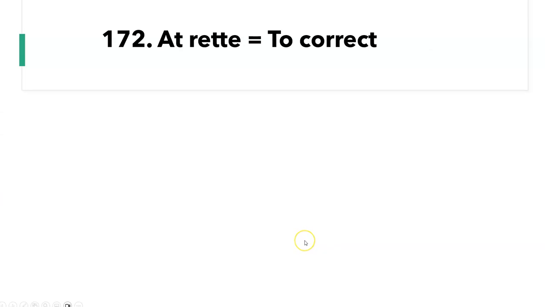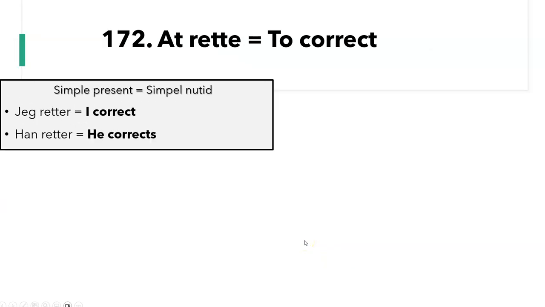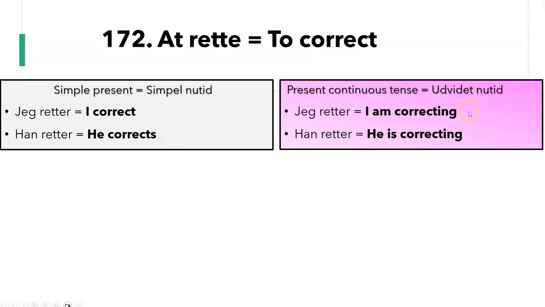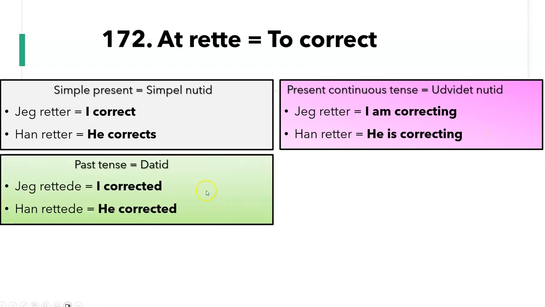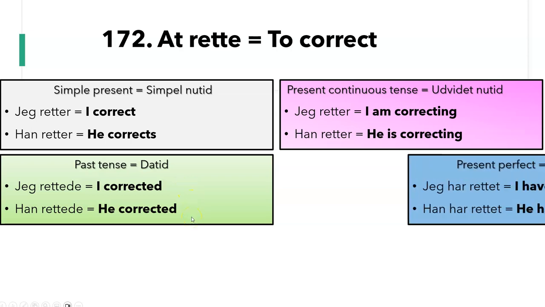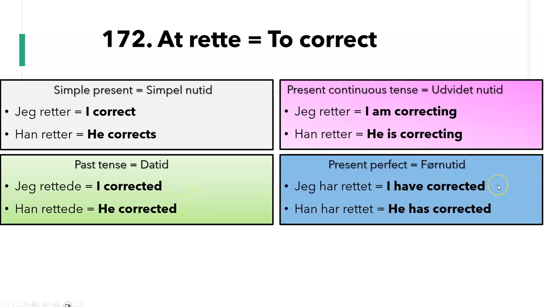To correct. I correct. He corrects. I am correcting. He is correcting. I corrected. He corrected. I have corrected. He has corrected.